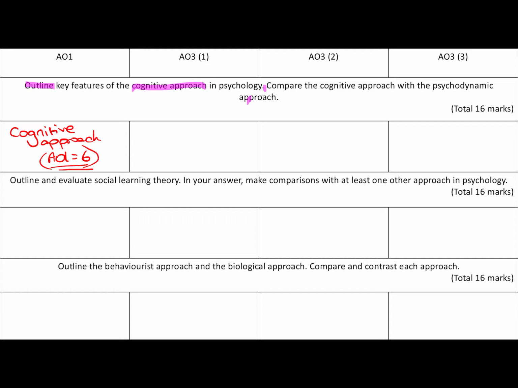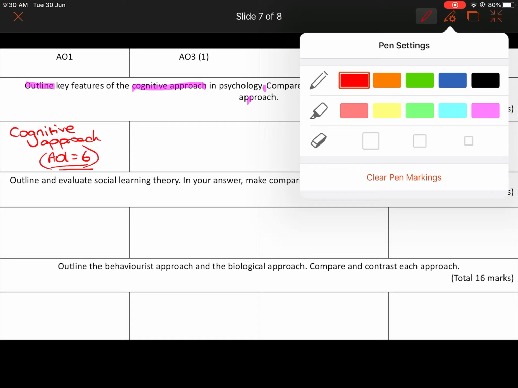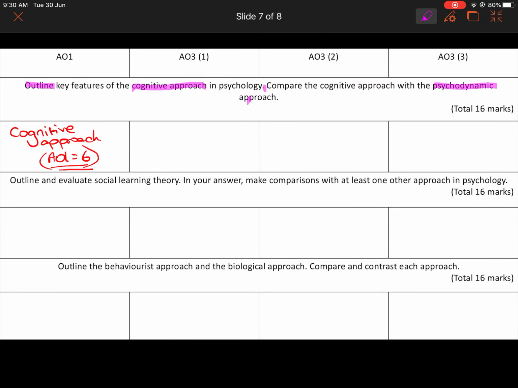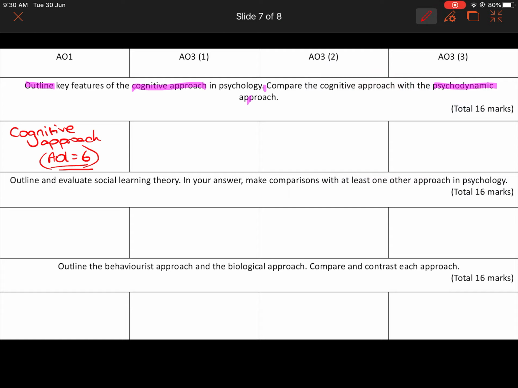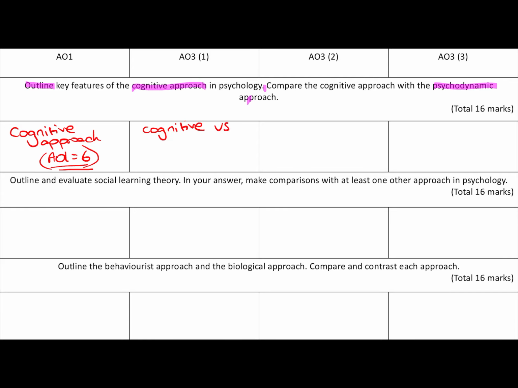Now let's have a look at the second part. Compare the cognitive approach with the psychodynamic approach. So they've told you which approach they would like you to compare the cognitive approach to. So you unfortunately don't get a choice. Sometimes you do. We'll look at that in a second. In this case, it means all of your AO3 paragraphs need to be comparing and contrasting the cognitive approach with the psychodynamic approach.